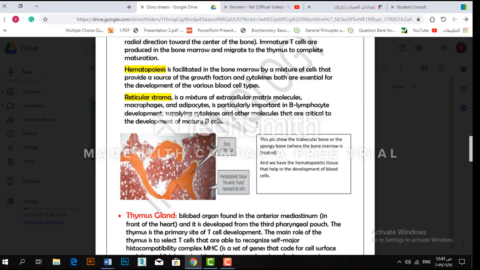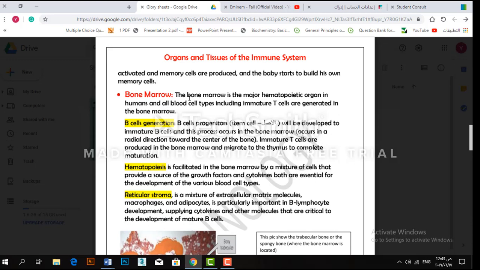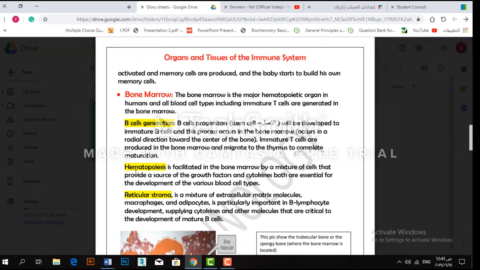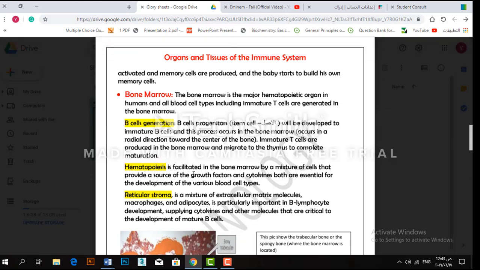Okay, so this is the bone marrow. As we mentioned, the bone marrow is the major hematopoietic organ because the hematopoiesis process occurs in the bone marrow, in the spongy bone. What will happen in the hematopoiesis process? We need hematopoiesis to develop and produce various blood cell types, and this process is facilitated by a mixture of cells that provide a source of growth factors and cytokines.